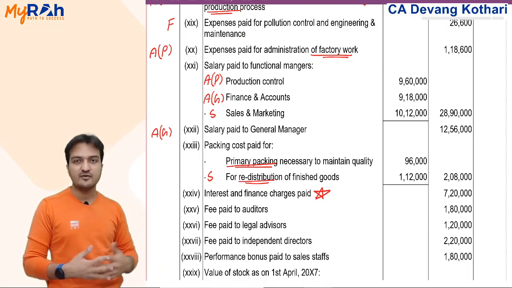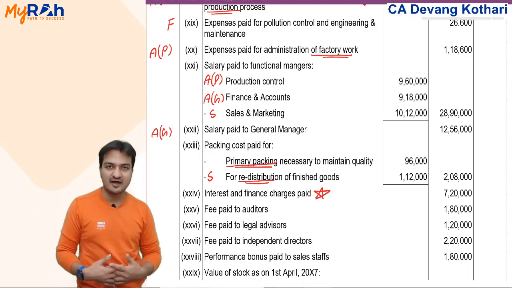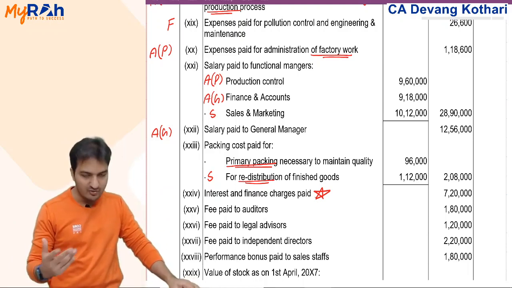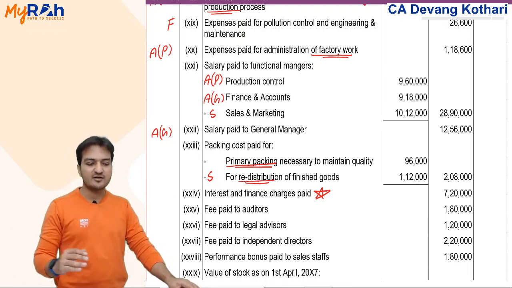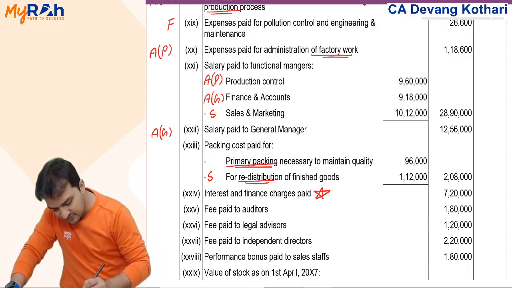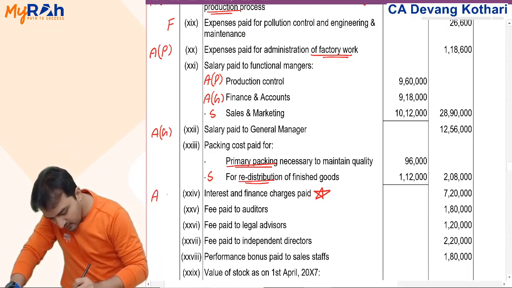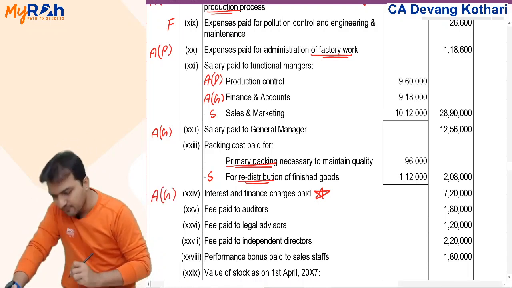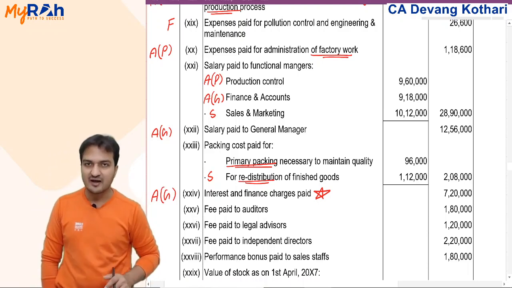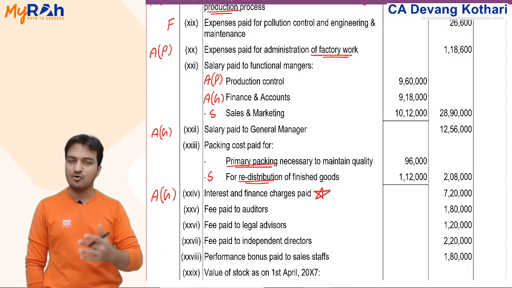Here you are given interest, and we don't know which interest that is. Either you assume that it is interest on term loan, so you ignore it, or you consider that it is routine activities interest. If it is interest of routine activities, I will put that under general admin. Yes, you put that under general admin. Both opinions are correct. Any opinion you follow.